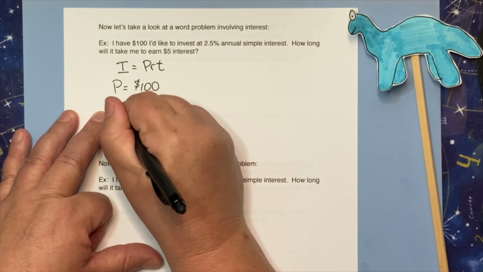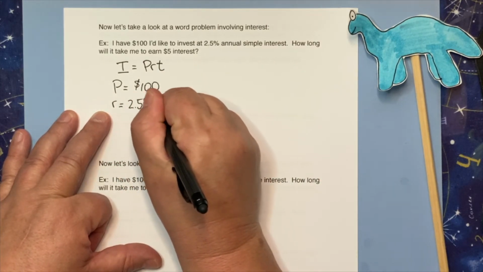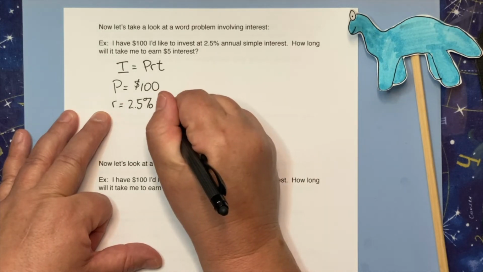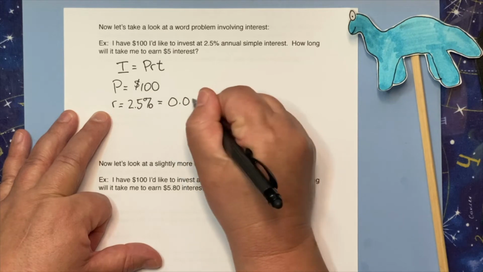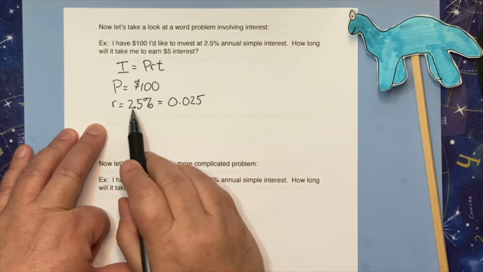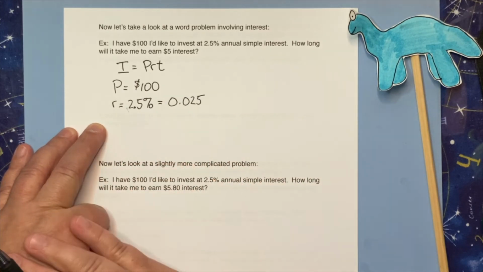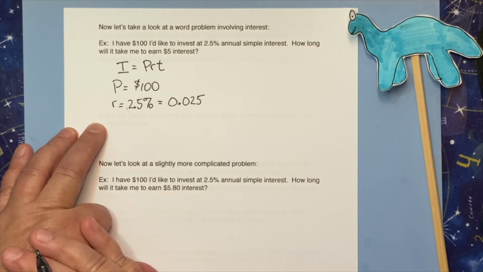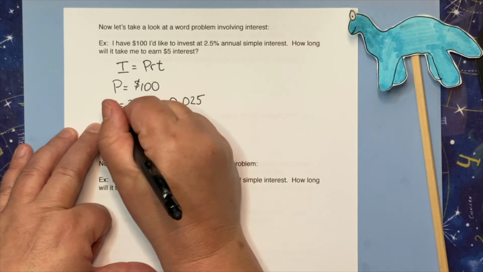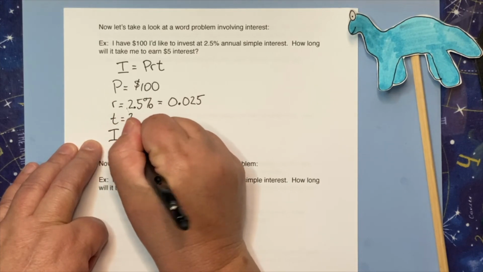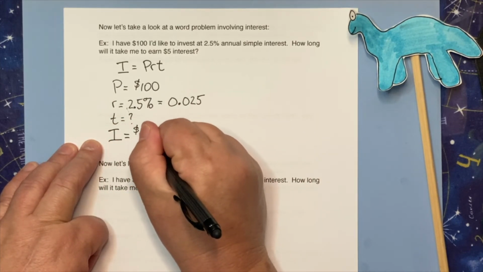And then I've got R. Now R is 2.5%, but whenever we're working with percentages, we always try to write them as decimals. So my percentage is going to be 0.025 as a decimal. Remember, you take that decimal point in the percentage and you move it 2 spots to the left. So that's how we ended up with 0.025. Now it says how long, so we do not know what T is going to equal, but we do know that the interest I want to earn is $5, right?